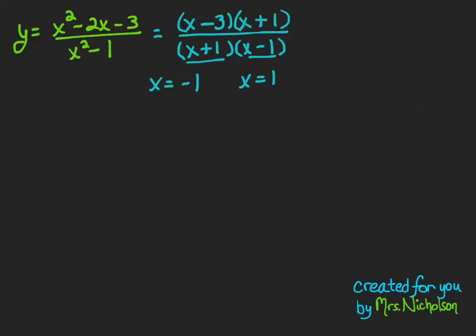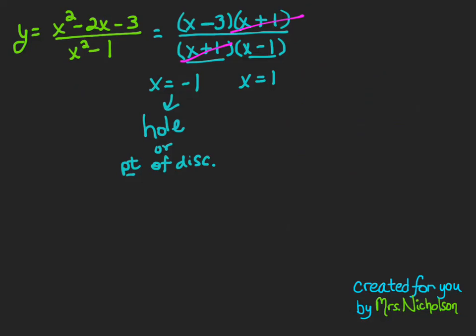Now if I look at my rational function as a whole, I notice that there's an x plus 1 in the numerator and the denominator. Those can cancel out. And since that factor canceled out, then the point of discontinuity that I get from that factor is just going to be a hole in the graph, just a point of discontinuity.